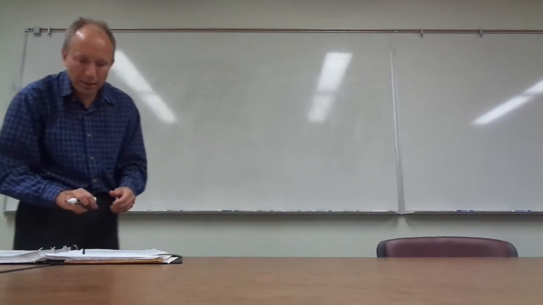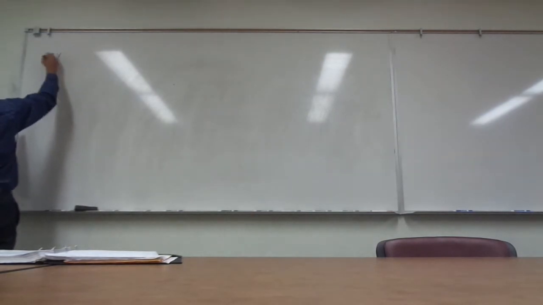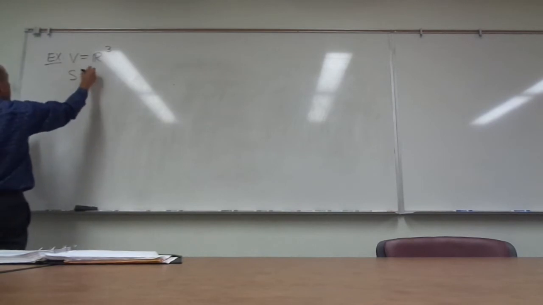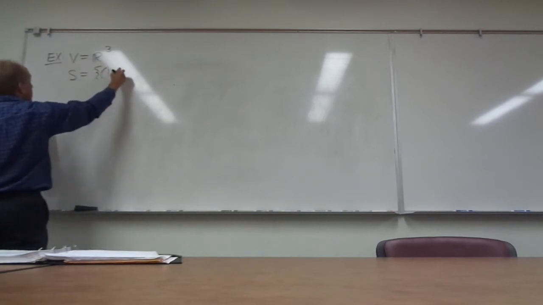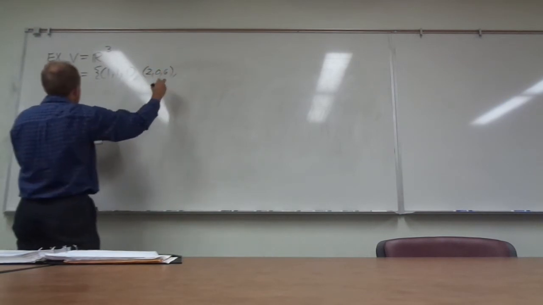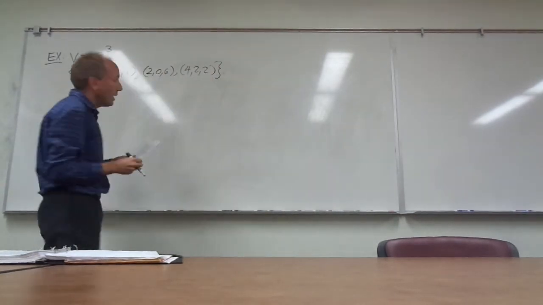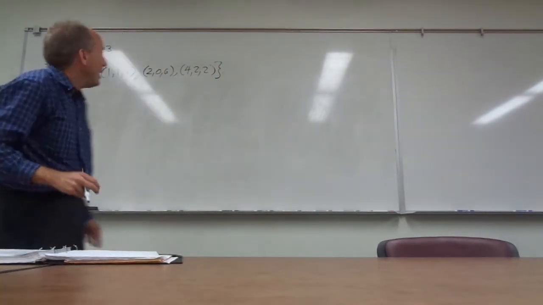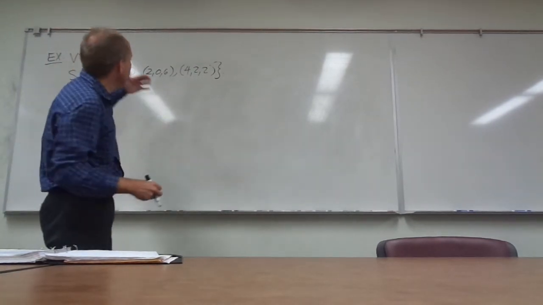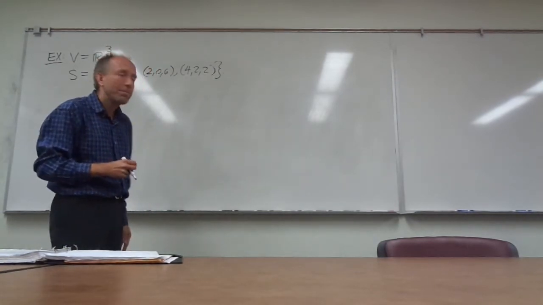So let's do this example here. I'm going to take V to be R3 this time, and I'm going to take my set of vectors to be (1, 1, 1), (2, 0, 6), and (4, 2, 2). And I'm going to ask the same question. Is this a spanning set for R3? Is it linearly independent? Is it both? Is it neither?